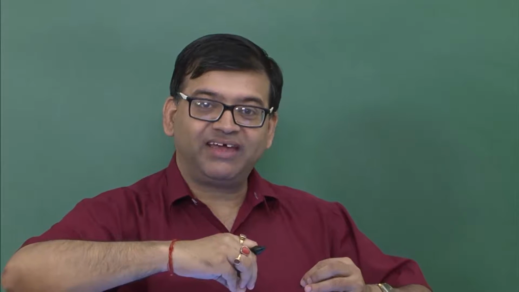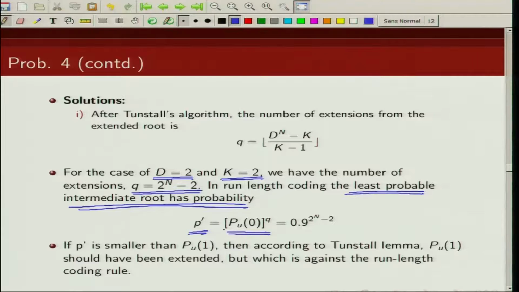So if we want to find out whether this run length coding belongs to a Tunstall message set, then every time we are having a run of 0, that particular node should be the most likely leaf. So if we are doing q extensions, the intermediate node has probability p dash, which is given by this probability, and the probability of 0 is 0.9. q we just calculated is given by this expression. So this probability is given by this.